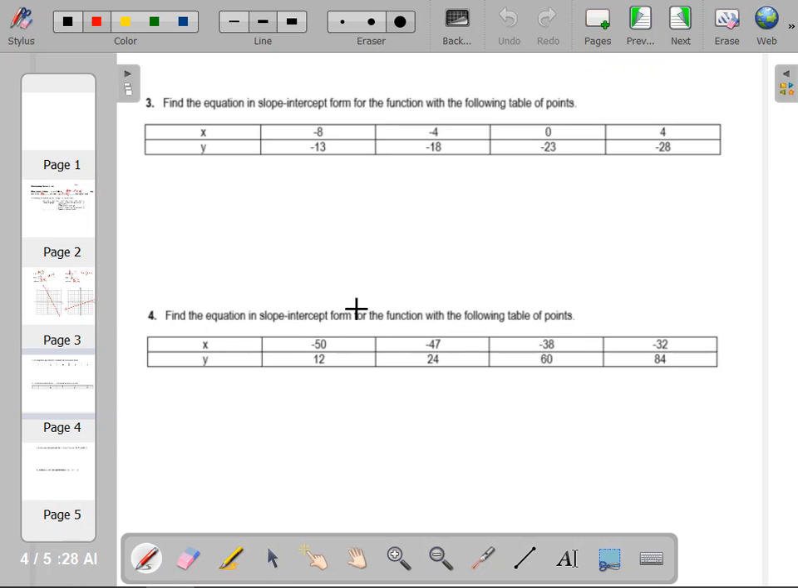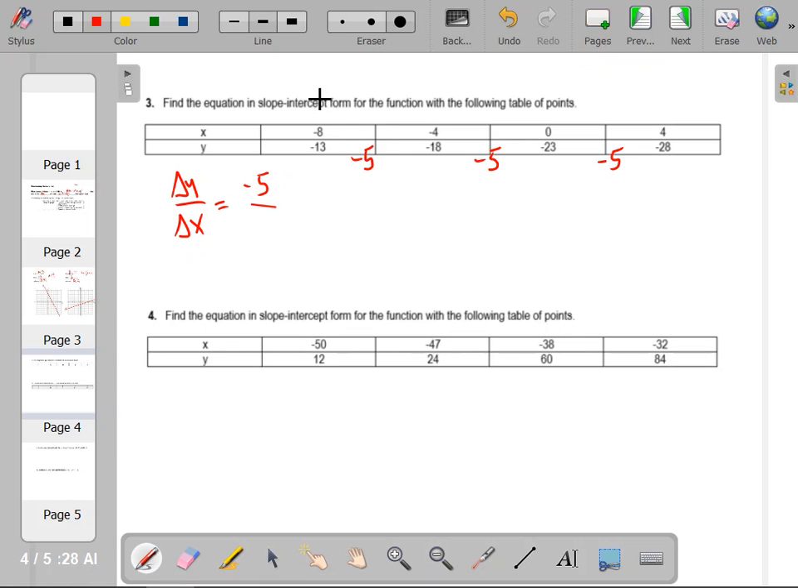What if you're given a table? So if you think of slope as change in y over change in x, that's rise over run. The change in y, we're going to look and we're going to see how y is changing from -13 to -18, from -18 to -23. We are subtracting 5. So the change in y is -5.